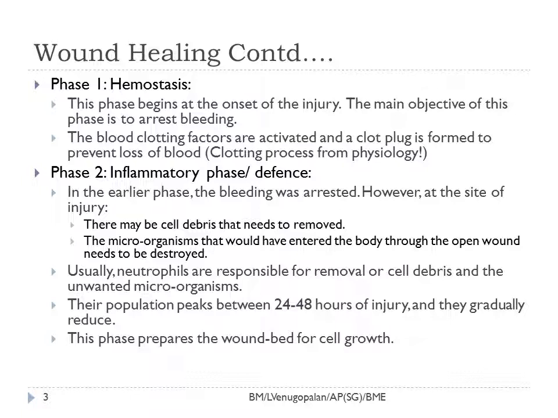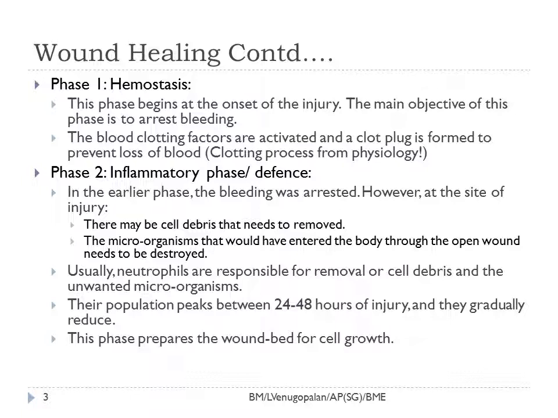Now, the clotting process is from your physiology lessons. I hope you remember all. There are quite a few clotting factors, and how ultimately your fibrinogen is converted into fibrin, and that forms a net or a mesh across your wound, and that would just allow serum to pass through it. The platelets form a plug, and they do not allow blood, RBC and WBC, to pass through the plug. Only serum can pass. You can refer to the clotting mechanism in your physiology book.